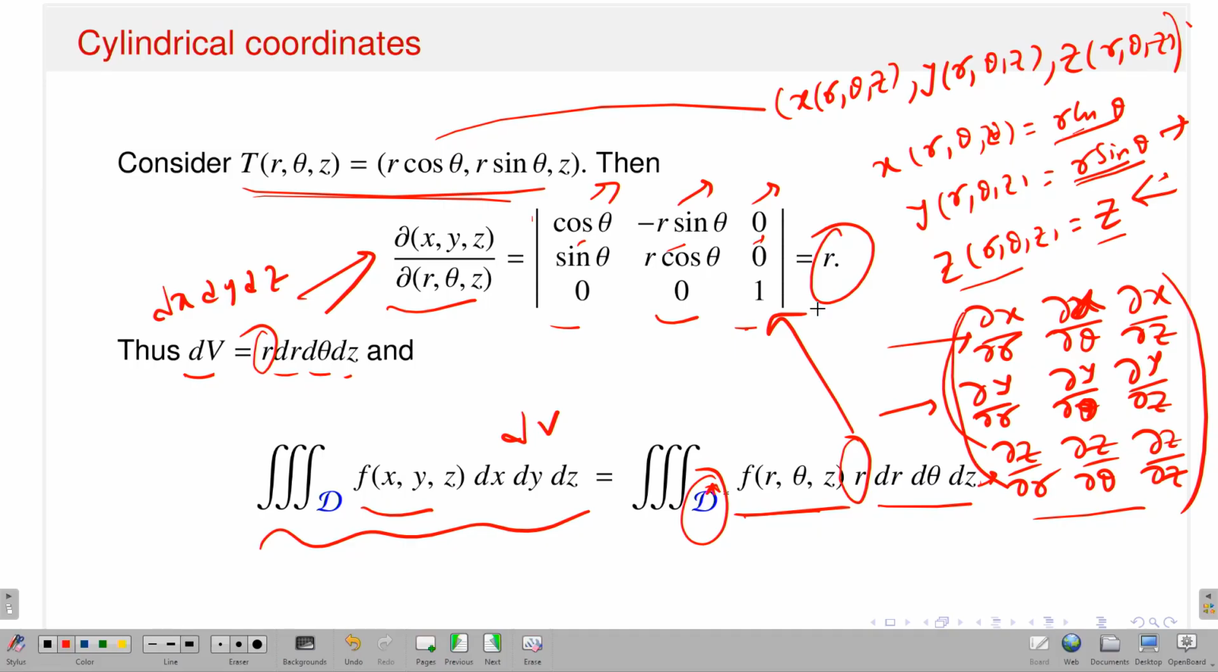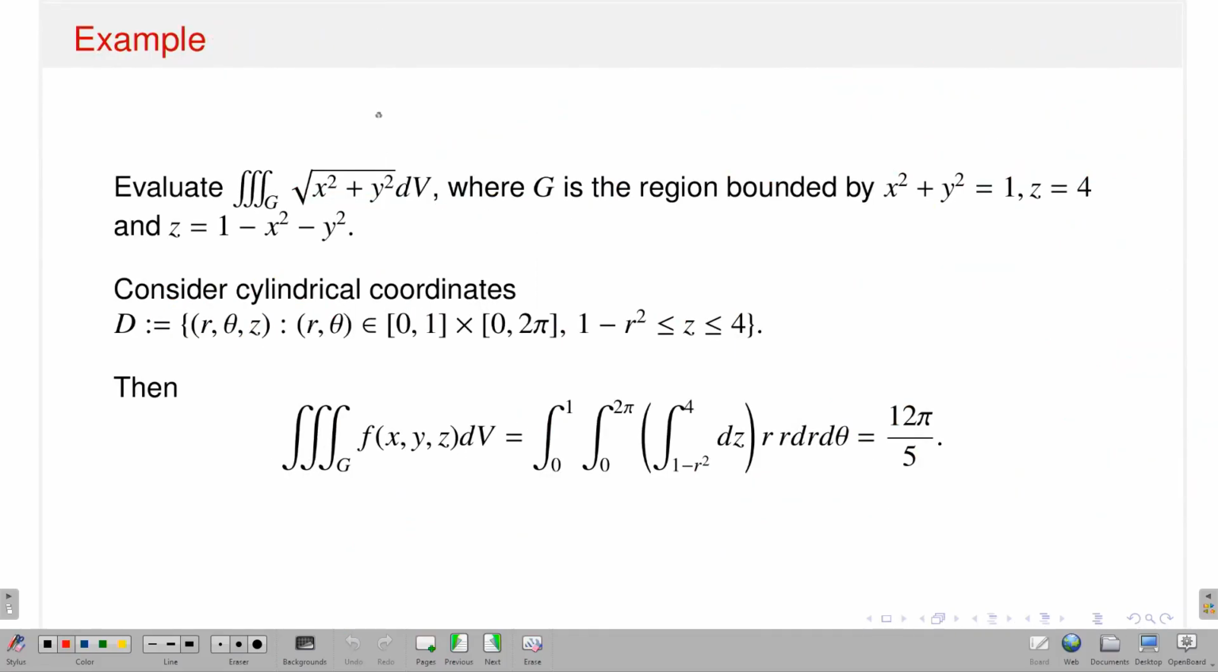Let us calculate one example explicitly. So this is the one. For example, evaluate this triple integral which is given in the Cartesian coordinate system. This you can write as dx dy dz, that is dv, where G is the region bounded by x square plus y square equal to 1, z equal to 4, and z equal to 1 minus x square minus y square. So the Cartesian coordinate system is given. Now I want to change it to the cylindrical coordinate system.